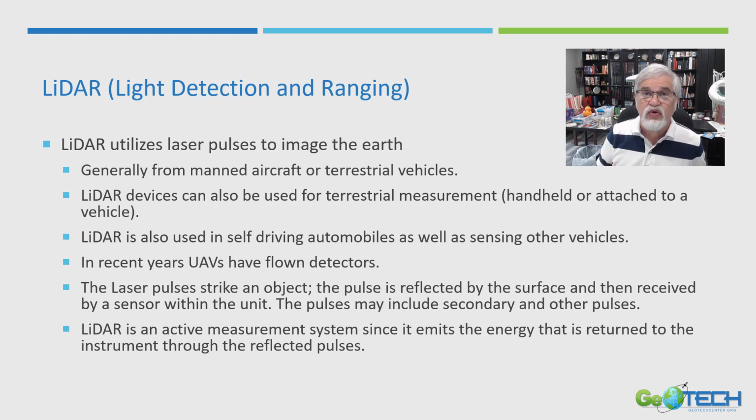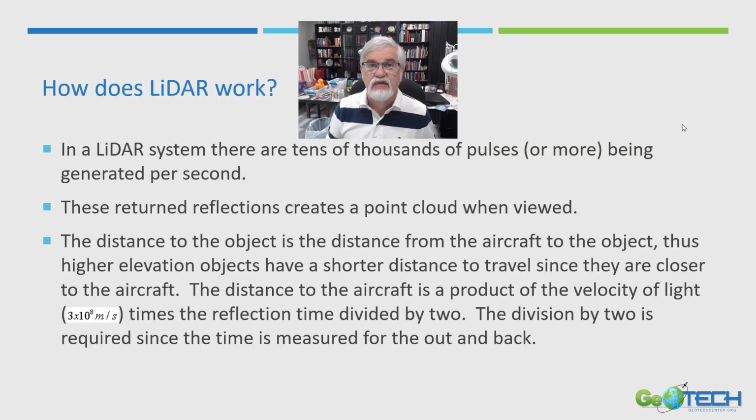The way LiDAR works is basically we send out a group of pulses and we look at the reflectivity from these pulses, and so therefore this is an active measurement device and not a passive measurement device. The way a LiDAR system works is you send out tens of thousands of pulses and they strike the Earth, and then they are reflected back to a detector.